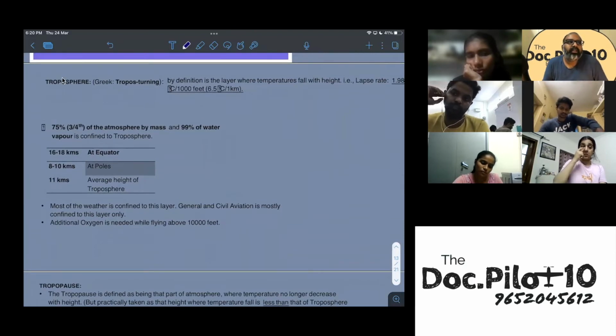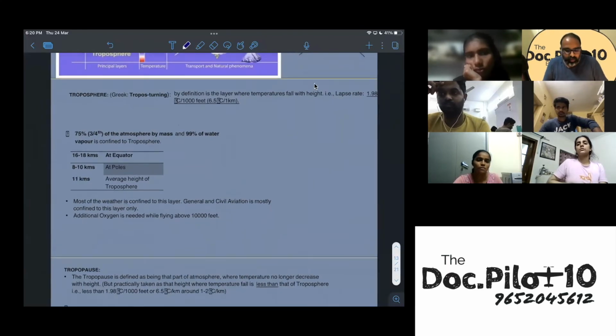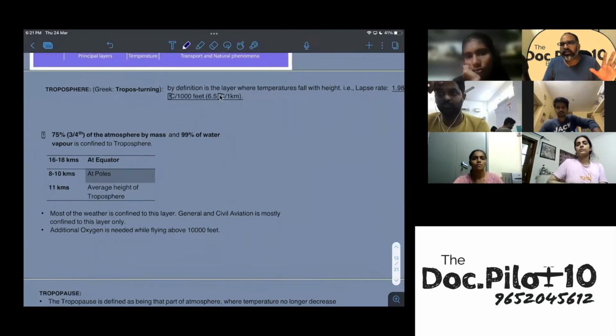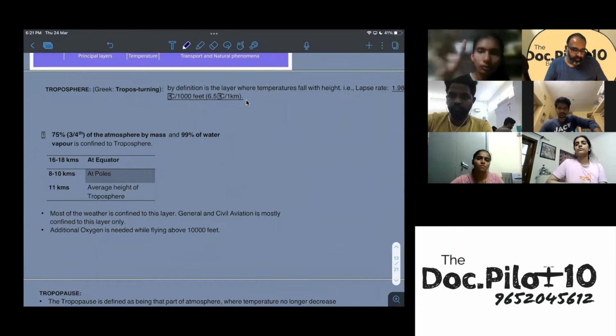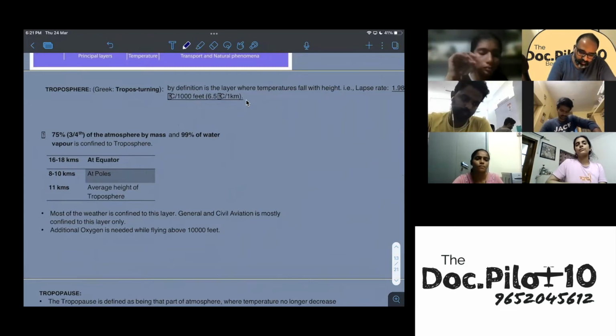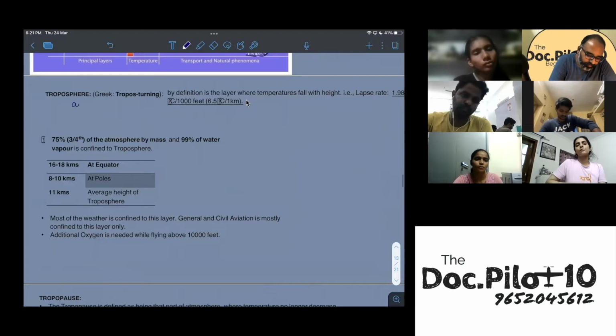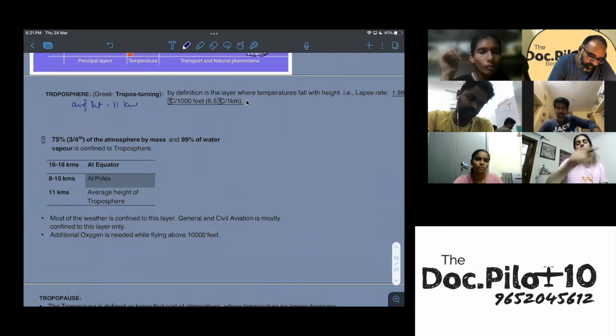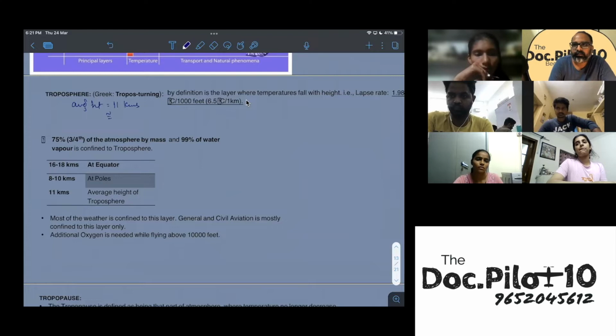Here, by definition, troposphere means where the lapse rate is 1.98 degrees centigrade per 1000 feet or 6.5 degrees centigrade per 1 kilometer. Is it clear? Next, height of tropopause, average height. How much? 11 kilometers. 11 kilometers will correspond to what distance in feet? 36,000 feet. Okay. Most of the aircraft fly within this layer.